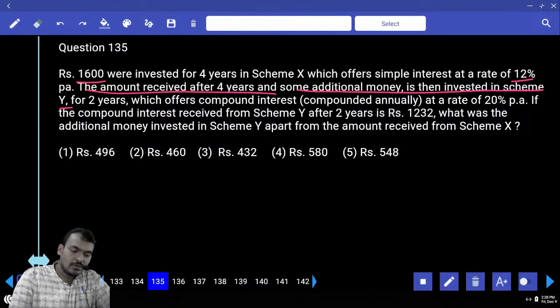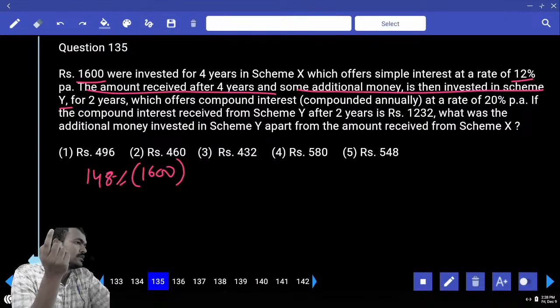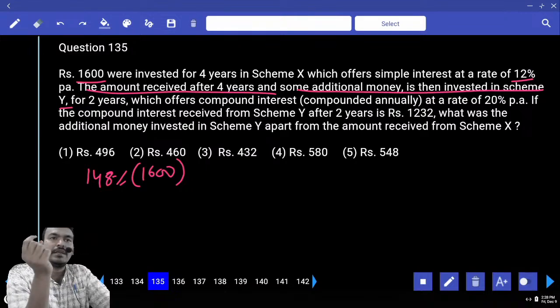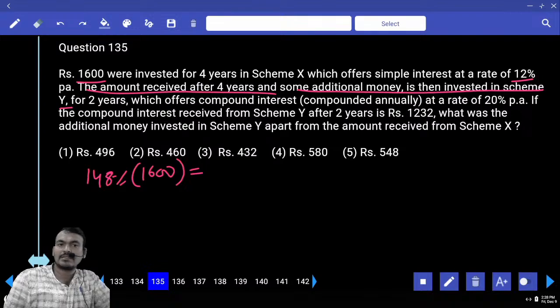But amount is 148% of which one? 1600, or not? 148% means we write 150% minus 2%, or not? What is the 100%? 1600. 50%? 800. 1600 plus 800, 2400. In this one 2% is subtracted, or not? 2400 minus 2%. What is the 2%? 32. 2400 minus 32, 2368, or not?